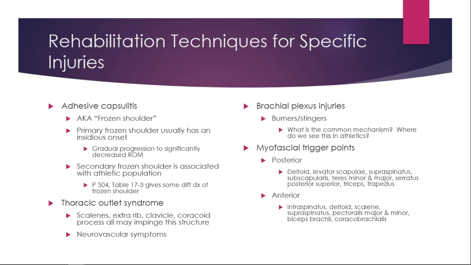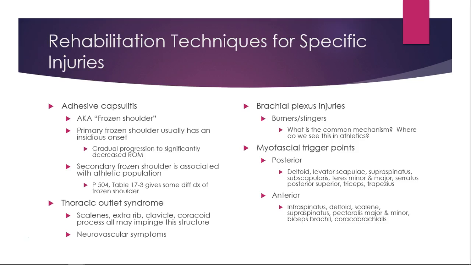Frozen shoulder is next. In the population we see clinically, this is more likely to occur secondary to another pathology. Table 17.3 on page 504 has some of those differential diagnoses listed. To properly rehabilitate this injury, you need to figure out the reason why the joint had lost motion. After that, the progression follows the same protocol as many other pathologies discussed.